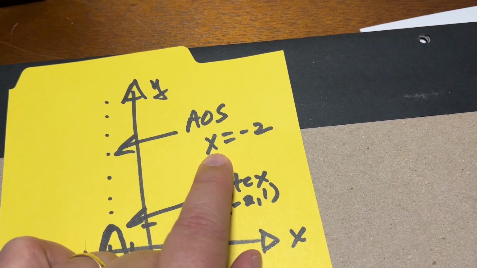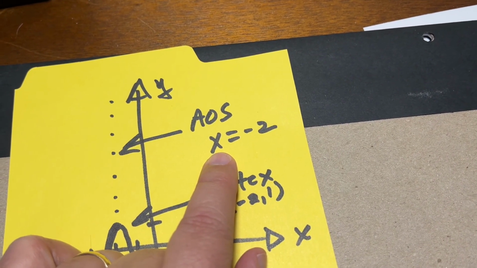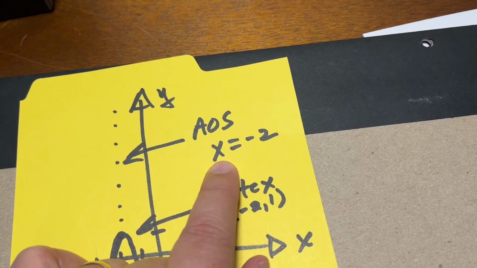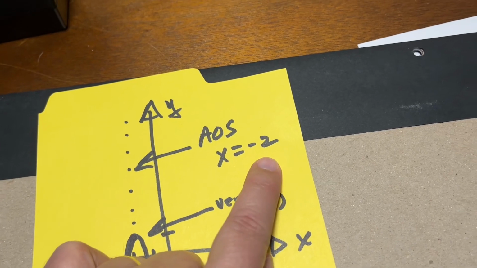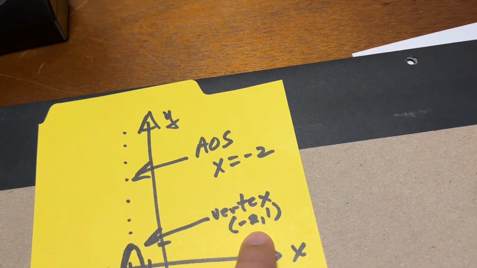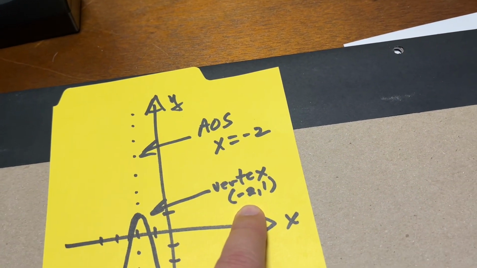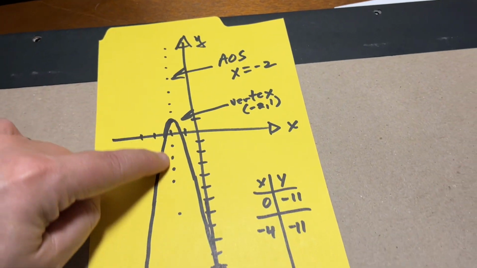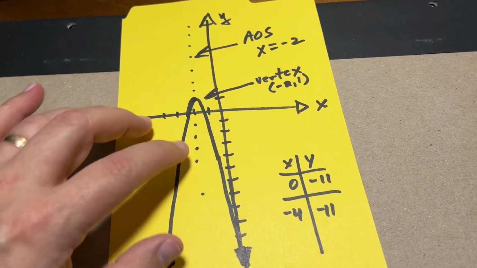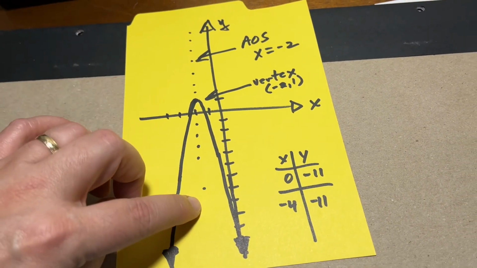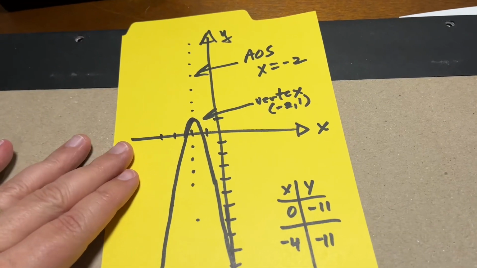So the axis of symmetry is not a quantity, so we don't say it's -2. That would be wrong. We say it's x equals -2. So it's x equals a number, and that number is always going to be the x value on your vertex. So that is your axis of symmetry. What that means is this graph is symmetrical about that. If we were to cut this and fold it, the two halves would match up.